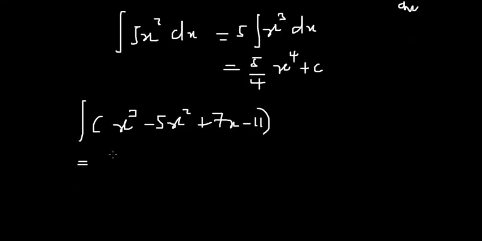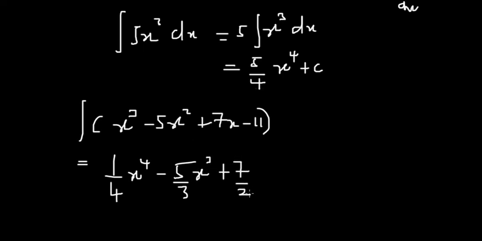Now let's proceed from here. So let's try to integrate this. From here we have 1 over 4 x exponent 4, and then minus 5 over 3 x exponent 3, and then plus 7 over 2 x exponent 2. We are just adding, okay. Just concentrate on the exponent of the x, and just proceed from there.